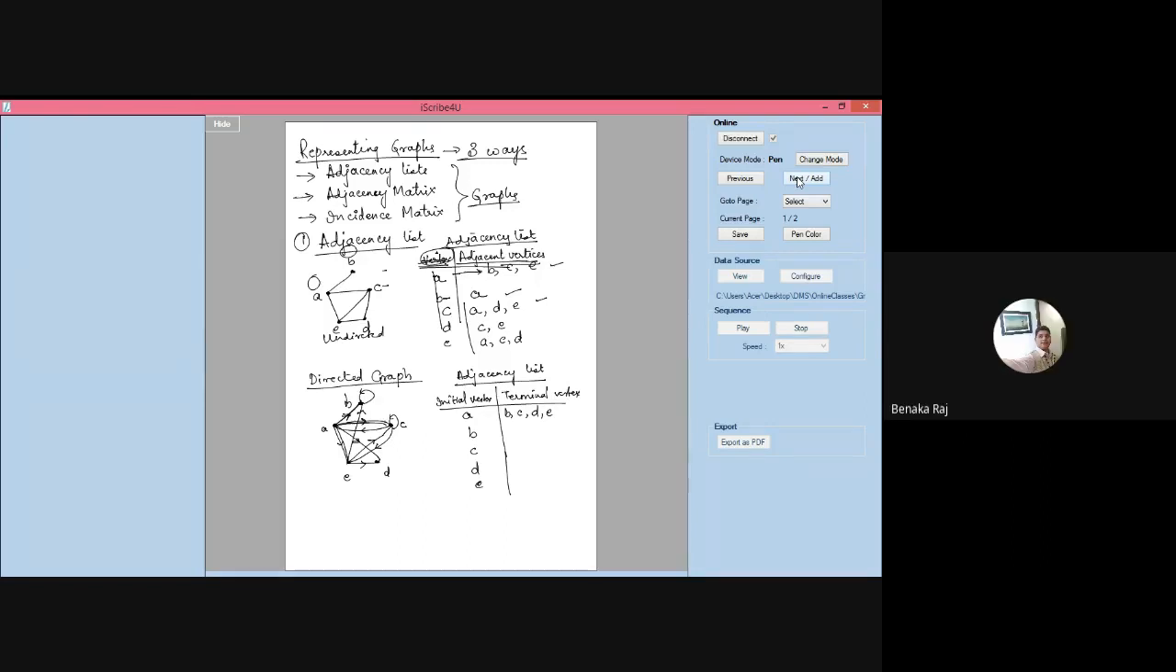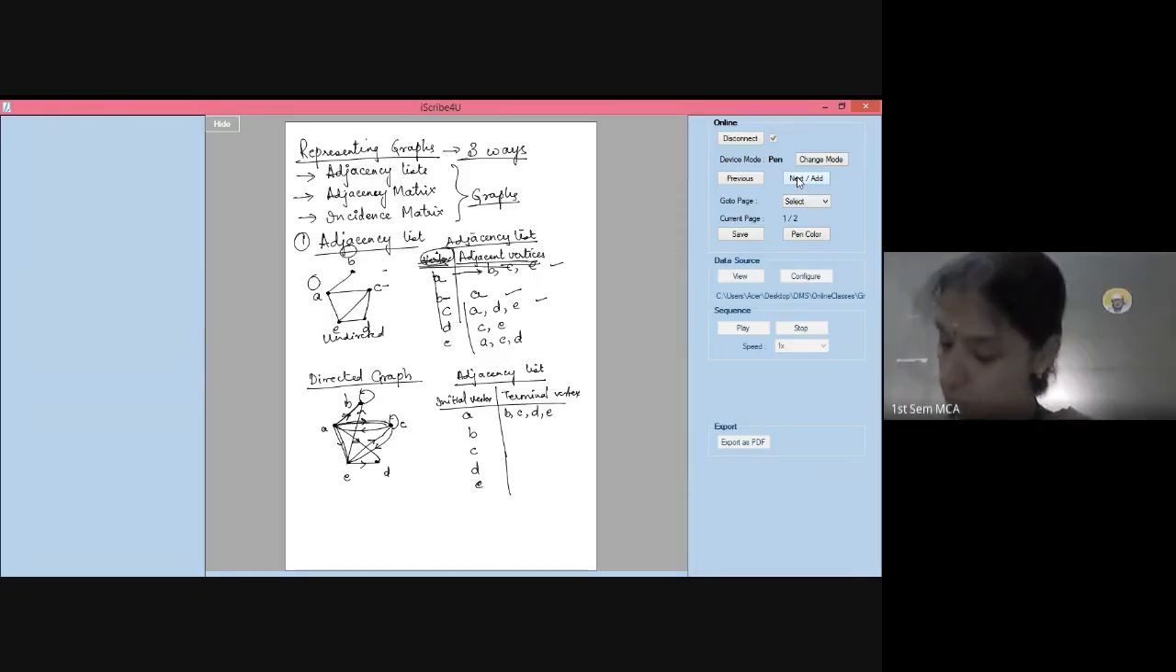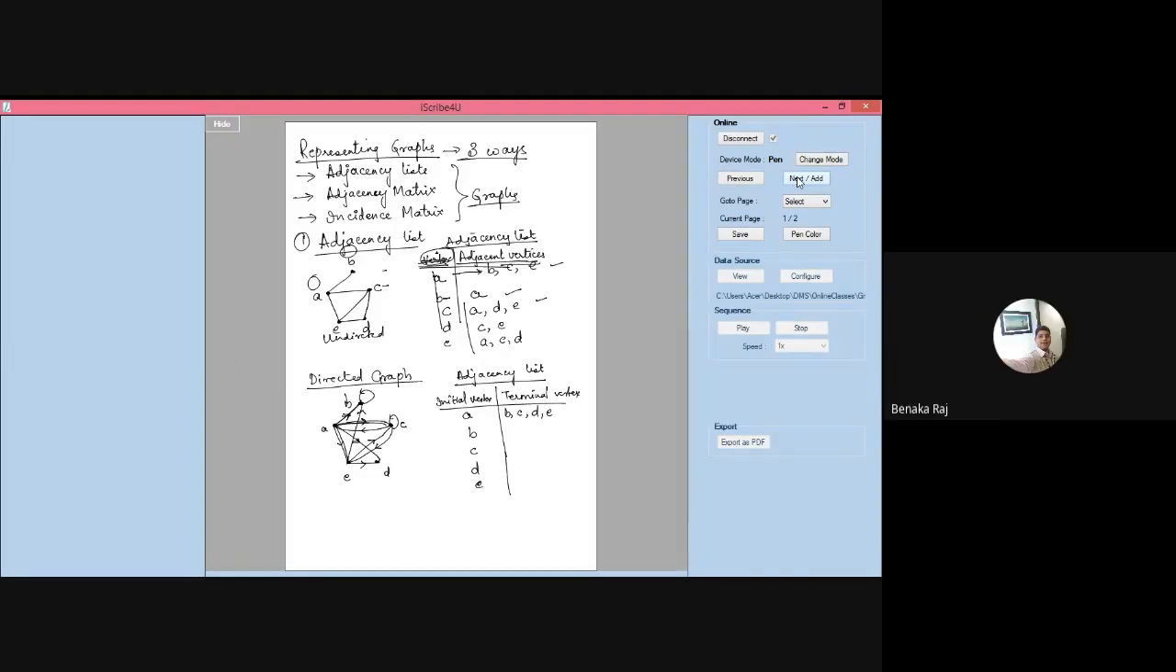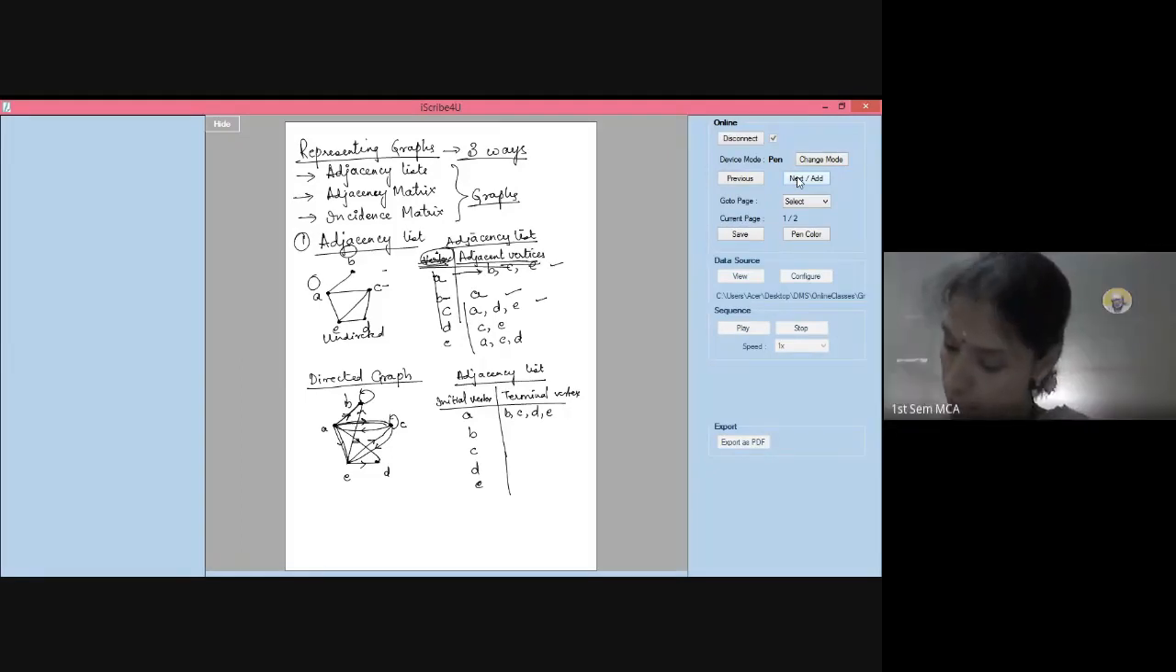For B, anyone? B only, ma'am. B only? Yes, ma'am. I think I left out one edge. I'll draw one now. So it becomes B and D. I added an edge now.